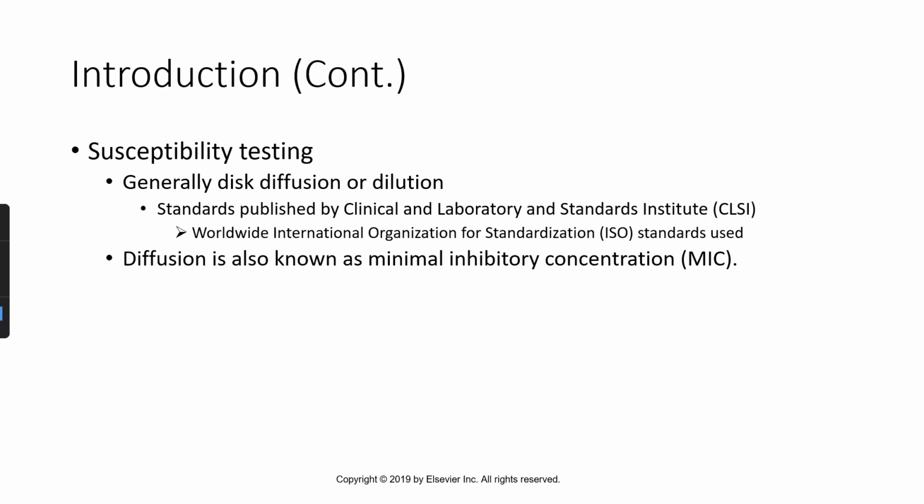When we treat patients with drugs, we don't want to give them high doses of chemicals. We don't want to give them high doses of drugs. So if we know the minimum inhibitory concentration, it allows us to give them lower doses of drugs that are still effective.